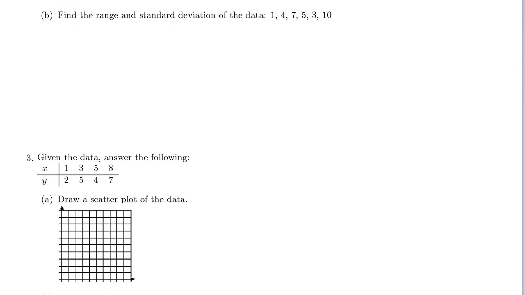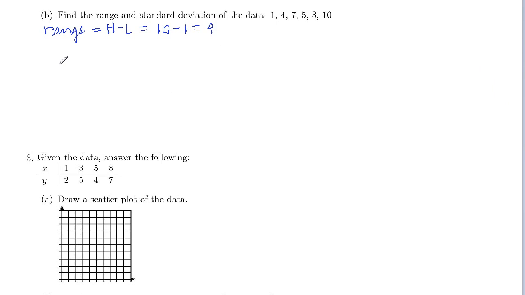Range and standard deviation of the data. These are measures of spread or variation in the data. Remember that the range is the high minus low. So our highest value is 10, our lowest is 1. So 10 minus 1 is 9. So there's our range. That's the easy one.